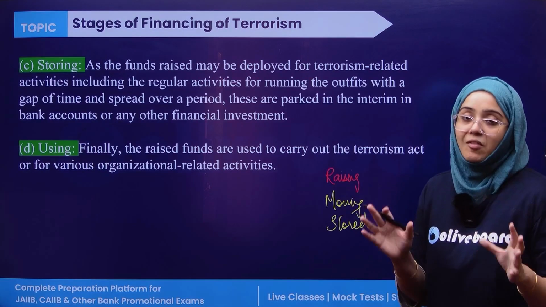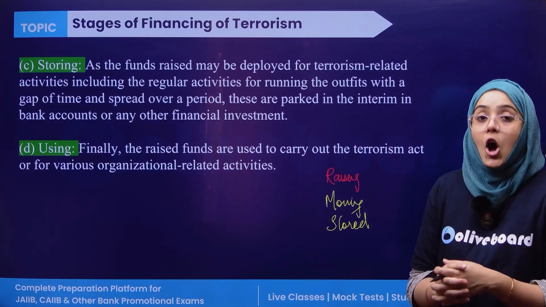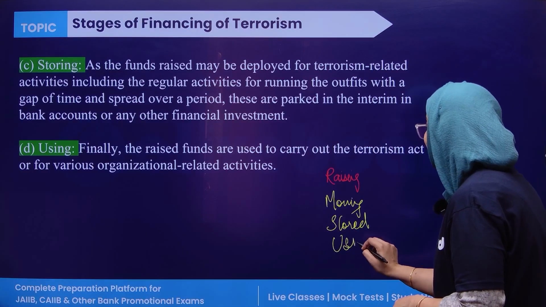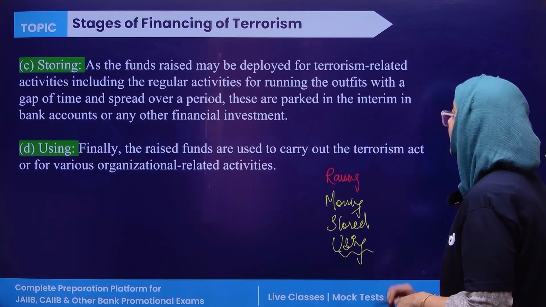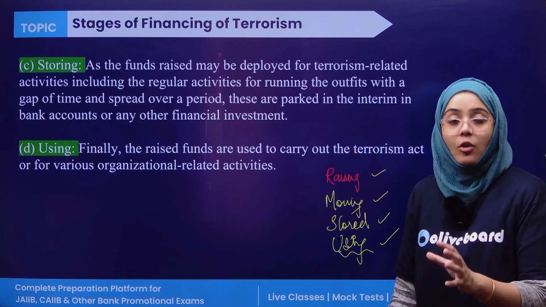So until that specific purpose, these funds are actually stored in different bank accounts or in different financial schemes. And finally, utilization, or using this fund for their organizational activities. So these are the four stages of the financing of terrorism.